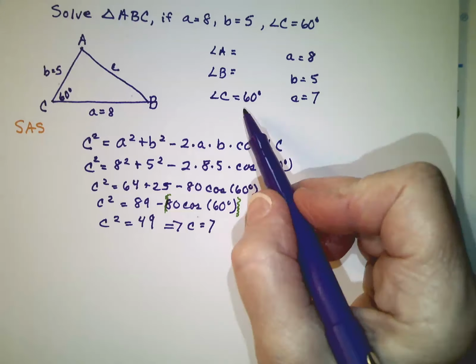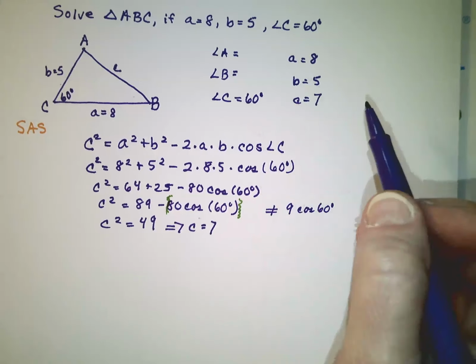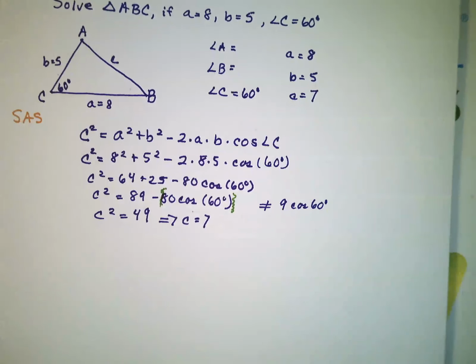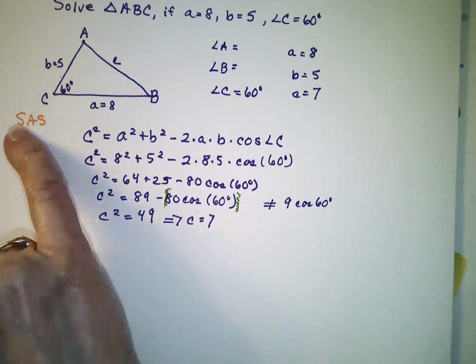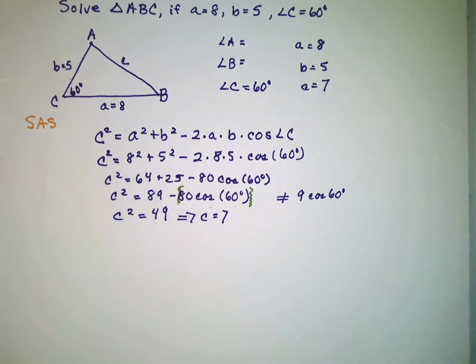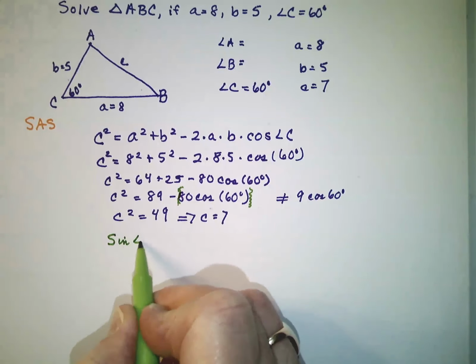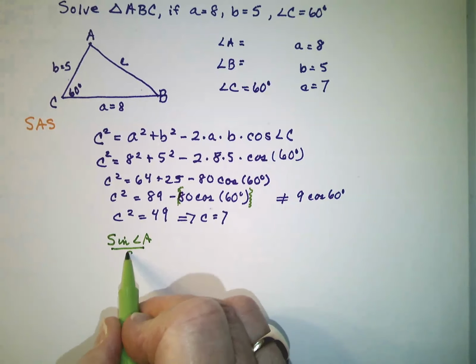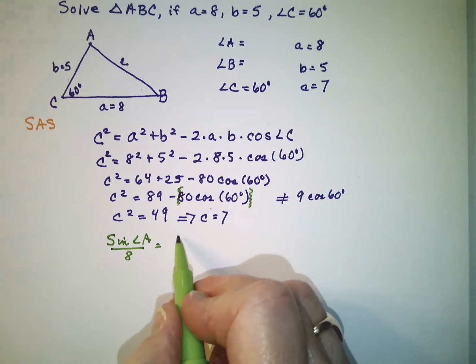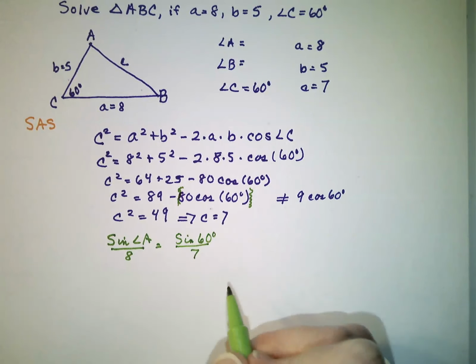We have an angle now and the length of its opposite side. We can go ahead and use the law of sines to complete the problem. And because this was side-angle-side to begin with, we will not have to worry about the possible ambiguity. So now find either angle A or angle B, it doesn't matter. I'm going to choose angle A, so the sine of angle A over its opposite side has to equal the sine of 60 degrees over its opposite side.